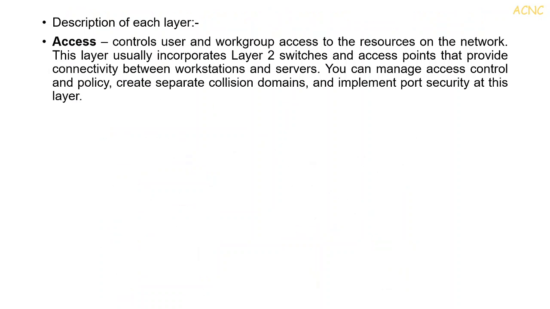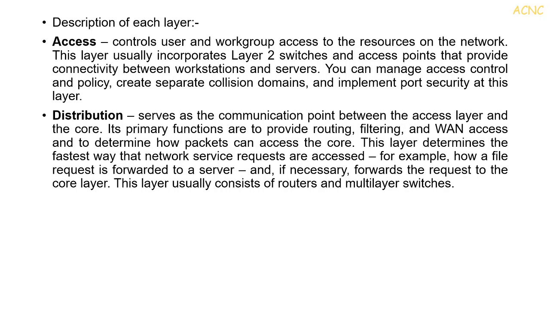Now the description of each layer. Access controls user and workgroup access to resources on the network. I already told you the access layer is used by the users. This layer usually incorporates layer 2 switches and access points that provide connectivity between workstations and servers. You can manage access control and policy, create separate collision domains, and implement port security at this layer.